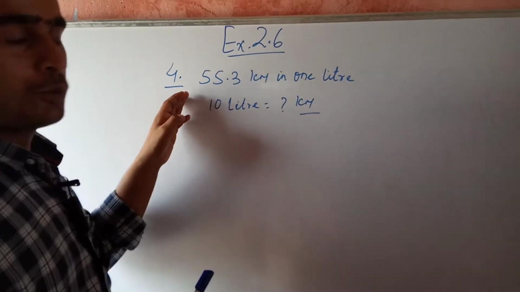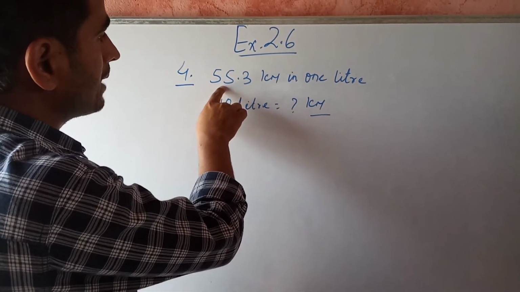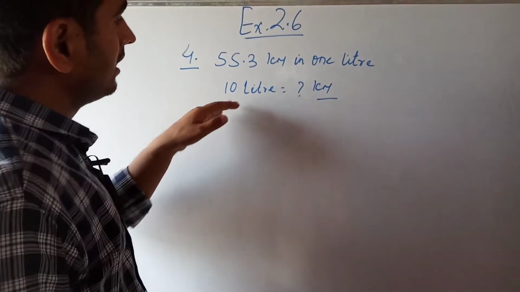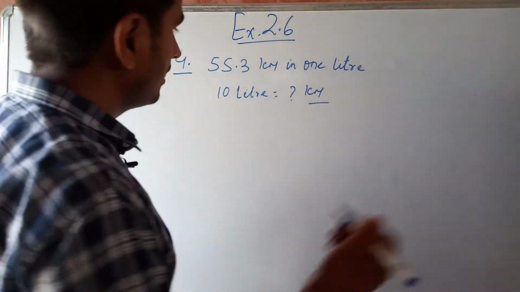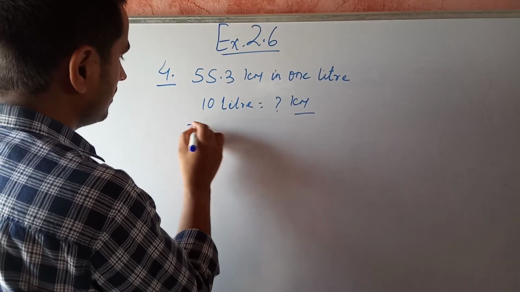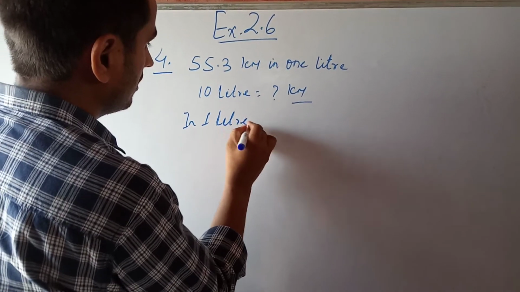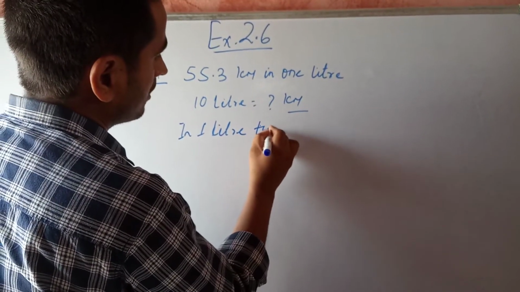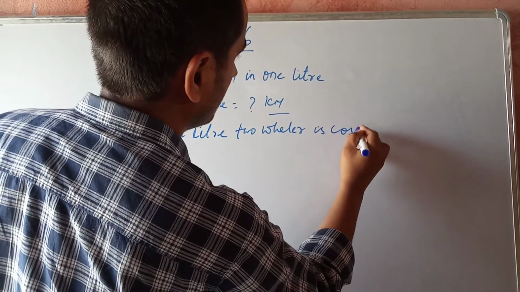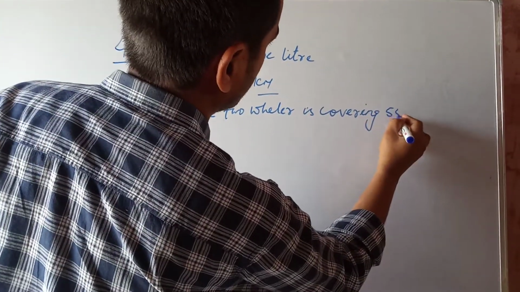Now coming to question number 4. Question number 4 is saying a two-wheeler is covering 55.3 kilometers in 1 liter, and then how much distance will it cover in 10 liters? Okay, so by the unitary method, in 1 liter the two-wheeler is covering 55.3 kilometers.